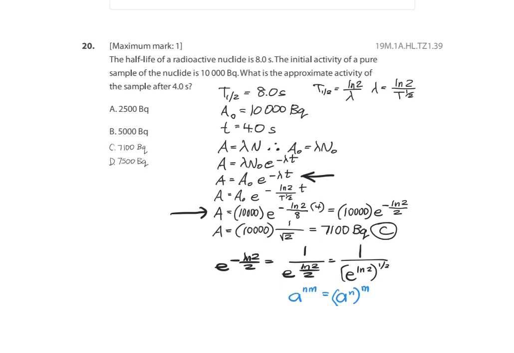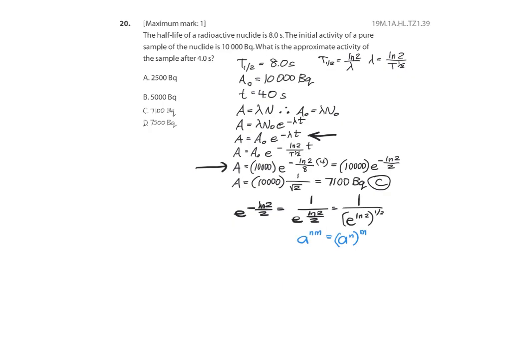Now, what does that do for me? e to the natural log of anything is that thing. So therefore, e to the natural log of 2 simply becomes 2, and it'd be 2 to the 1/2. Anything to the 1/2, of course, is a radical. So e to the natural log of 2 over 2 becomes 1 over radical 2.